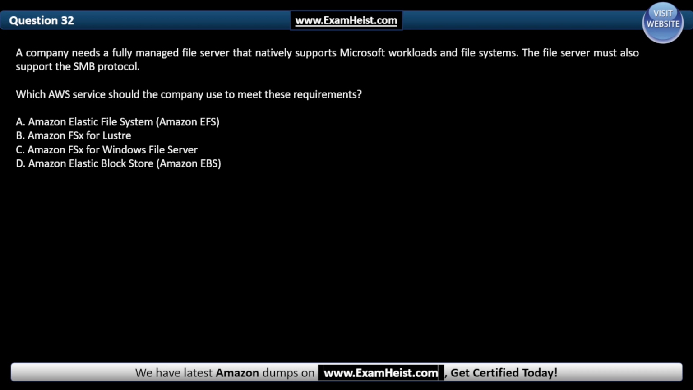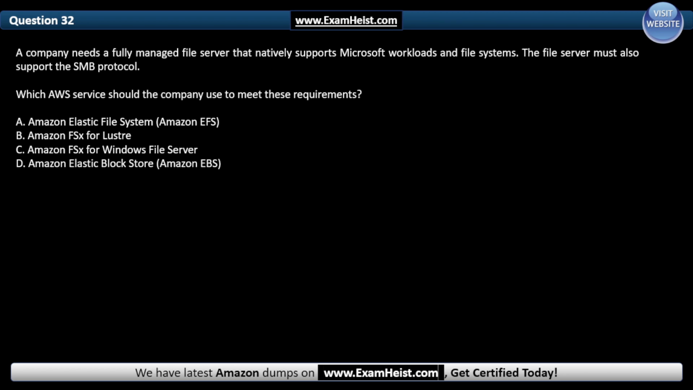Question 32. A company needs a fully managed file server that natively supports Microsoft workloads and file systems. The file server must also support the SMB protocol. Which AWS service should the company use to meet these requirements?